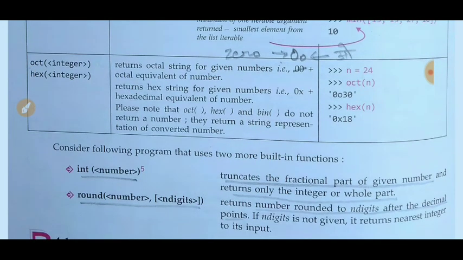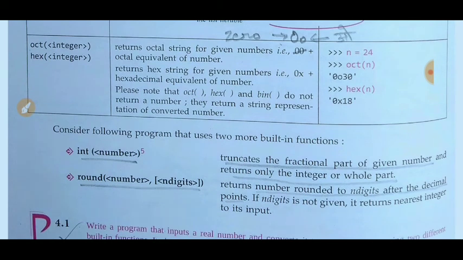Now next, two more built-in functions. One is int of a number. So if you are passing a floating point value and you want to convert this floating point number into an integer, like int bracket 12.4, it will return answer only 12. So it will truncate the fractional part, remove the fractional part which you are giving. Clear? And then the round function, round in bracket number comma digits, n digits.